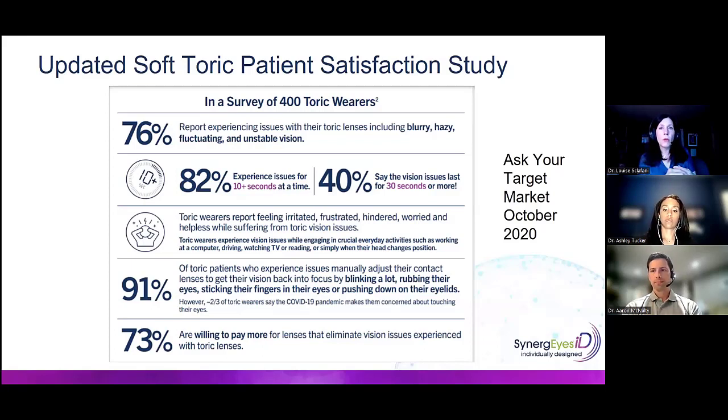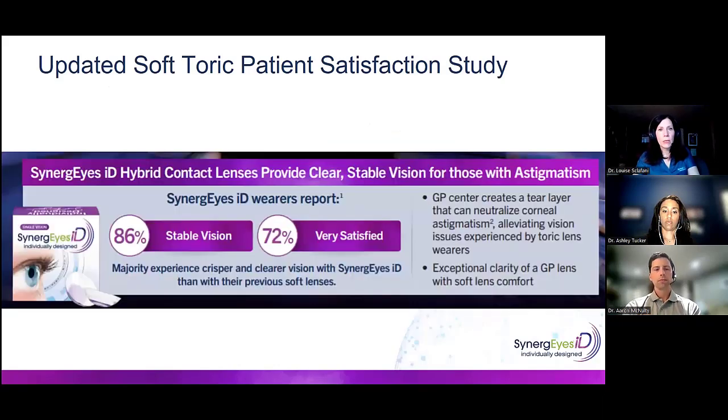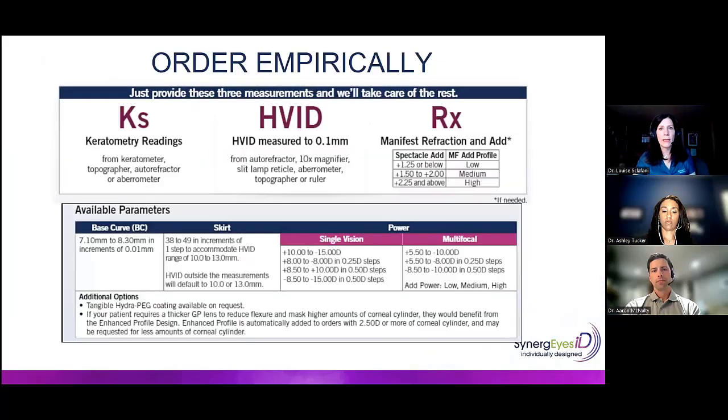And so this is a driver for wanting to take patients out of toric lenses that might not offer that stability, and put them into a lens that might provide better stability and get to that astigmatism where that astigmatism is. 91% of them complained about this, and over 75% of them said that they would be very willing to be switched to a more stable, comfortable lens, and wouldn't mind paying more for that advantage. And those patients who were switched into the ID hybrid lens noted that they were very satisfied because of that stable vision.